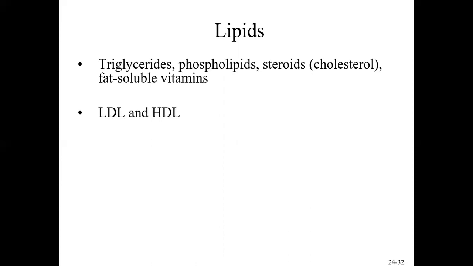Phospholipids, these are very important. You find these in cell membranes. Steroids, these are common in the body. That includes cholesterol, but it also includes certain hormones like your reproductive type hormones, testosterone, estrogen, progesterone. These are all steroid-based hormones. And then some fat-soluble vitamins would fall into this category as well.